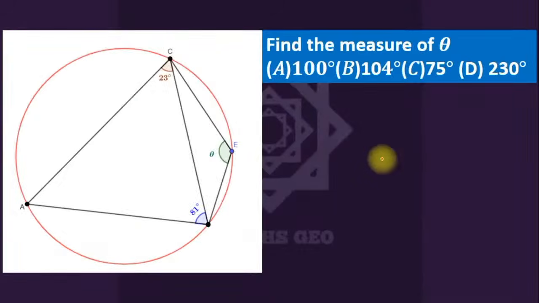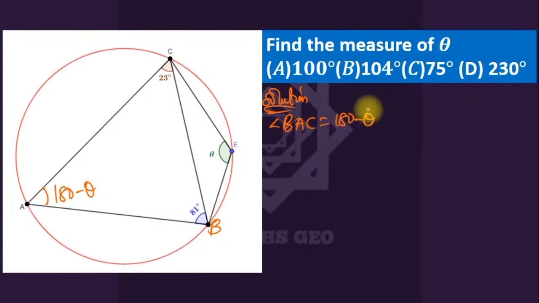We're asked to find theta. As you can see, since this is theta, this should be 180 minus theta. Let's call this AC, we omitted B, let's call here P. So angle BAC is 180 minus theta based on opposite angles of a cyclic quadrilateral.